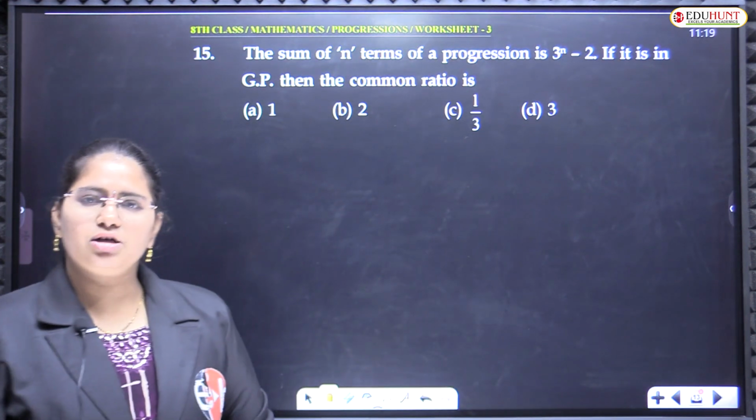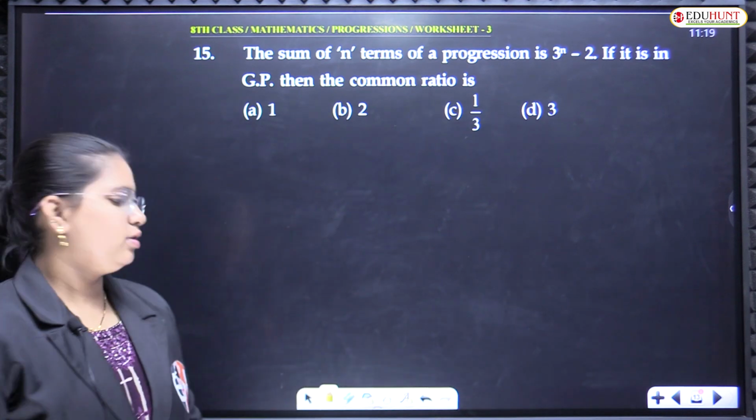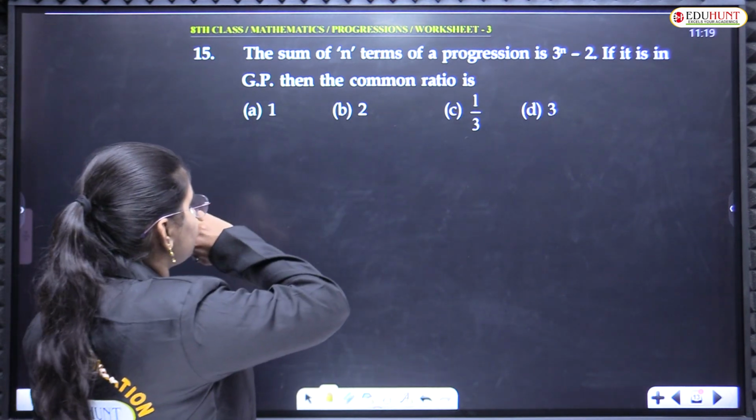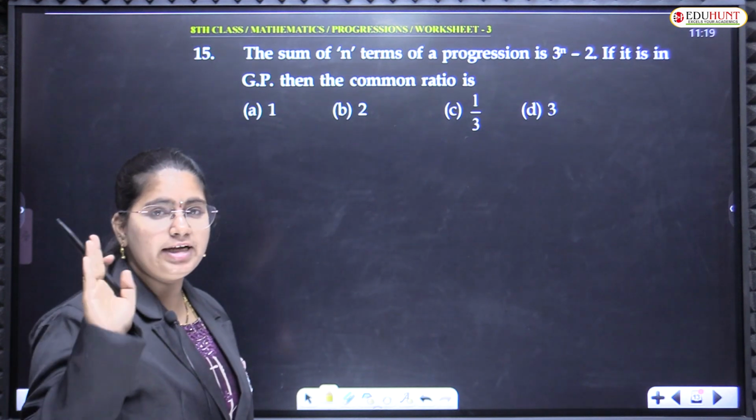Here comes the next question. What is the next question? It's question number 15. Please read along with me. The sum of n terms of a progression. The sum of n terms.